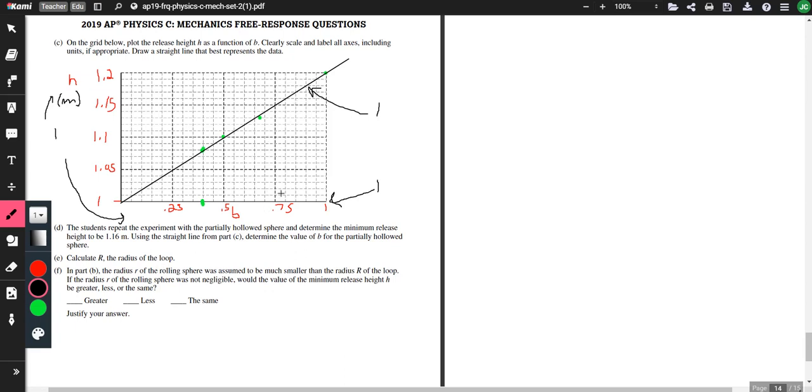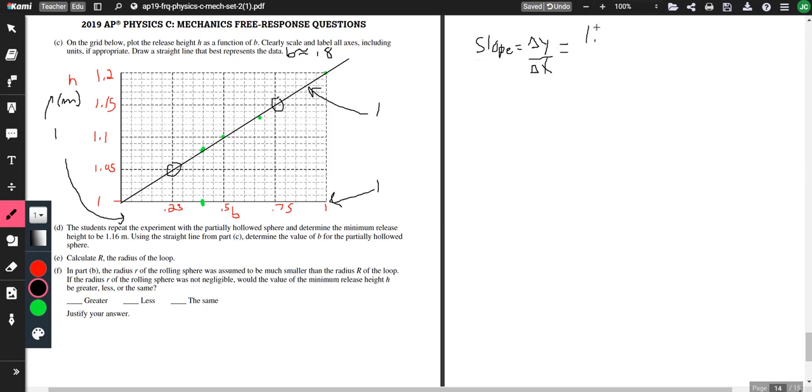So let's see. Just for the fun of it, though, 1.16 would have been right here. So according to my calculation, B should be about 0.8. Let's see if that's accurate. So what I'm going to do is I'm going to do slope. Let's pick 2 points. Okay, I'll use these 2 points. They cross my line fairly close. So let's see. Slope. Change in y over change in x.